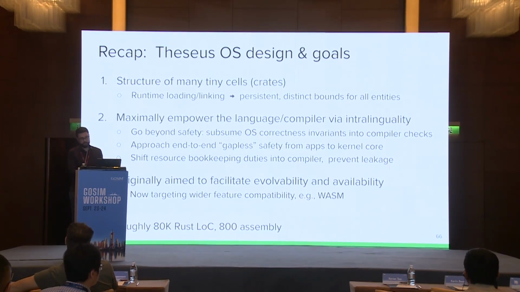Originally, I targeted things like reliability. We still do a little bit of this, but not so much. But our recent directions of WebAssembly and formal verification are going to bring some of this back into play. If you're curious how big Theseus is, it's not that big. It's around 80,000 lines of Rust and a few hundred lines of assembly.